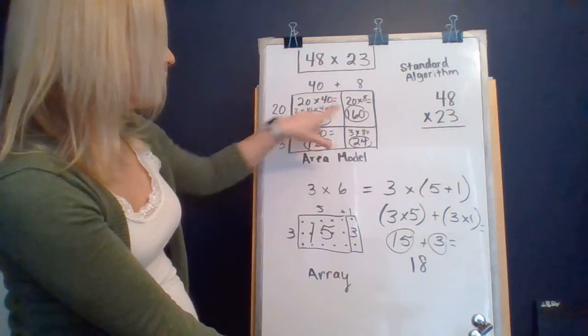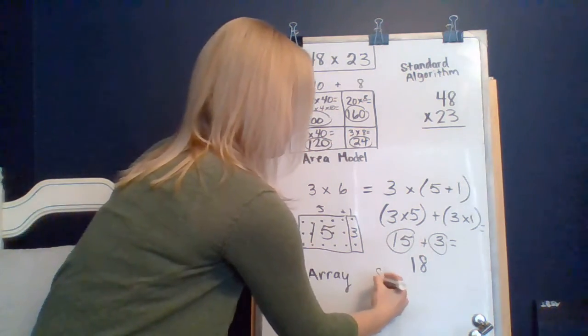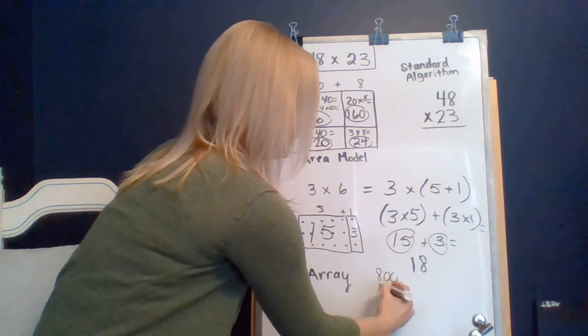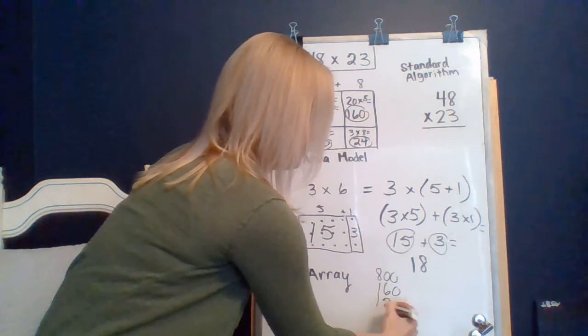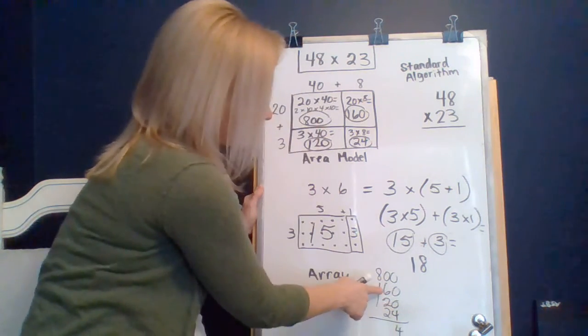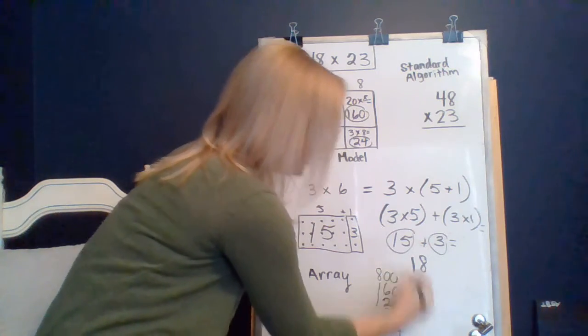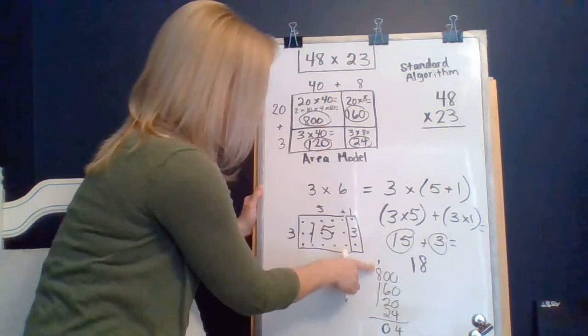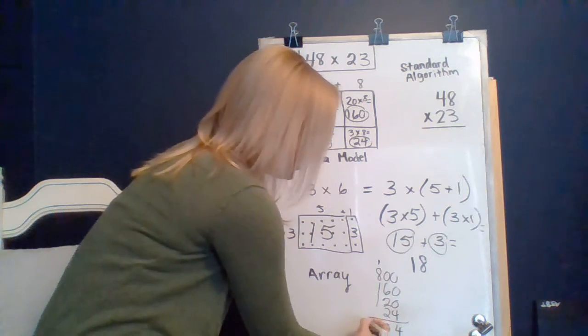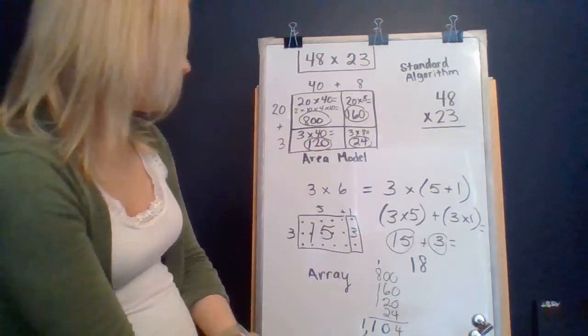So we have 800 plus 160 plus 120. I'm going to do that down here real quick. 160, 120, and 24. And we end up having 6, 2, and 2 tens. That's 10 tens, which is 100. So regroup the 100: 8, 9, 10, 11 hundreds. So 1,104 is our total, okay?